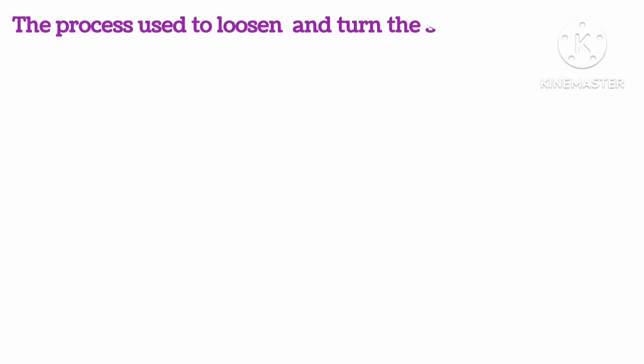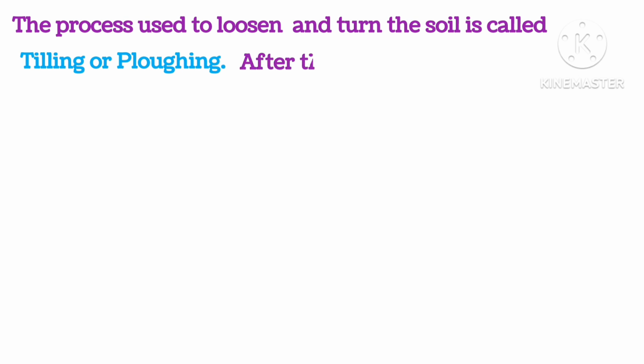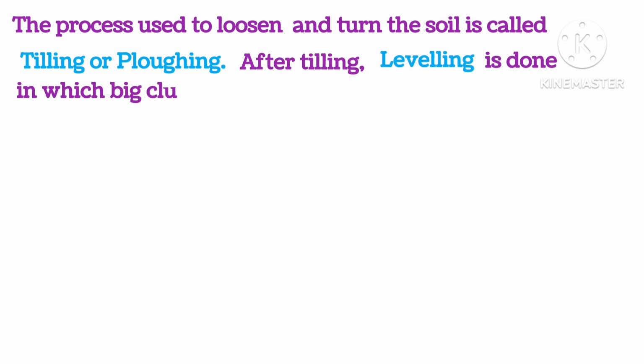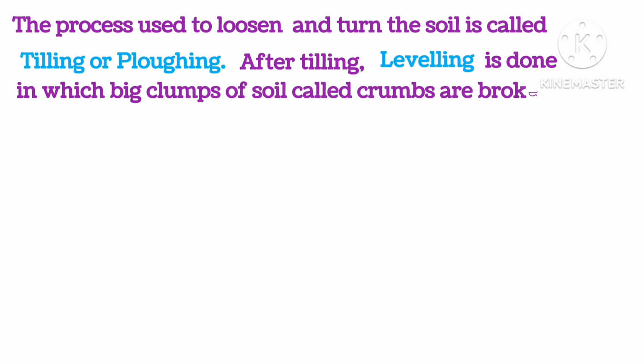The process used to loosen and turn the soil is called tilling or plowing. After tilling, leveling is done, in which big clumps of soil called crumbs are broken down and leveled.